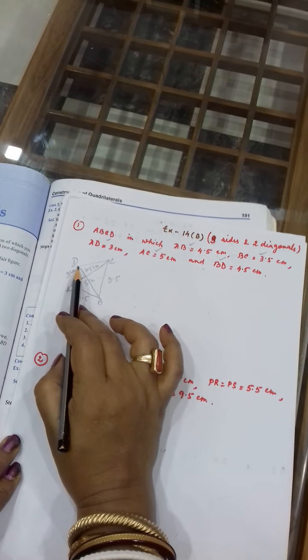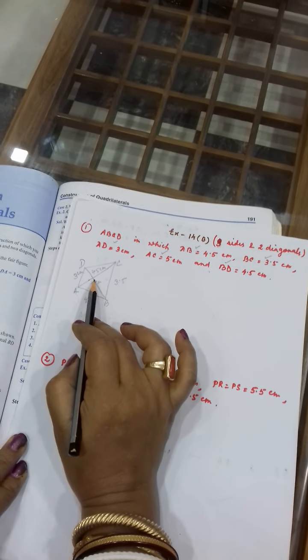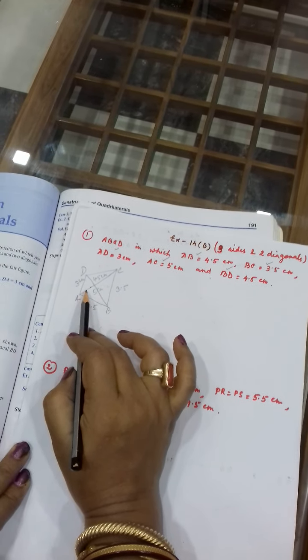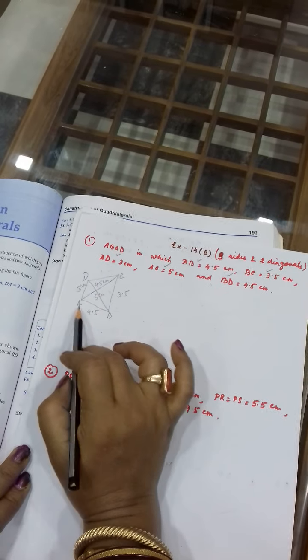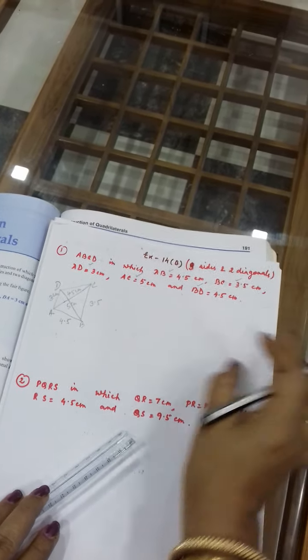Now here you have seen after drawing the rough sketch, all the 3 sides and 2 diagonals you have drawn, and here you have seen again the properties of triangle is satisfied over here. That means 2 triangles can be formed. That means the quadrilateral can be constructed. Now what you will do, you will start the construction.